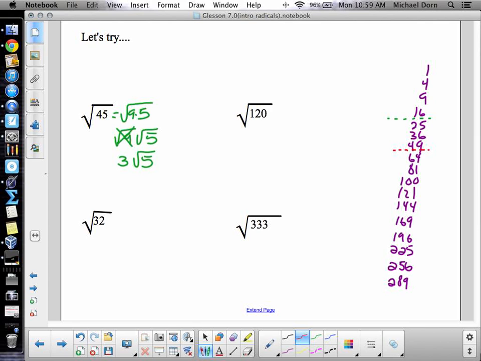So does 16 go evenly into 120? No, it does not, sadly. How about 9? 9 does not. 4? Yeah, 4 and 30 do. So 4 is the number I'm looking for. So that's square root of 4 times square root of 30. Square root of 4 is 2. And I know that nothing is going to go into 30 because, again, I've tried all those larger numbers. Because factors of 30 are like 2 and 15, not perfect squares. 3 and 10, not perfect squares. 6 and 5, not perfect squares. So nothing goes in there.